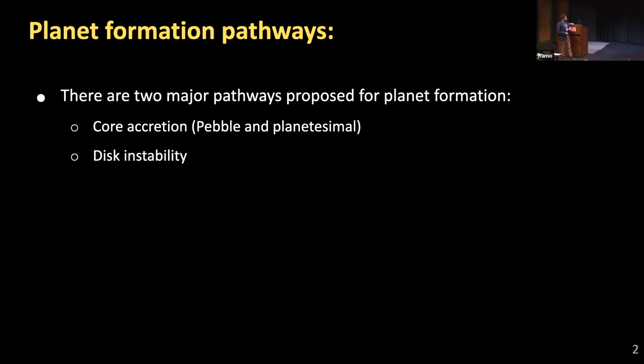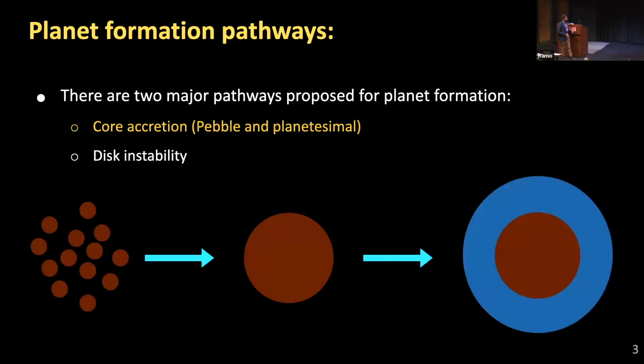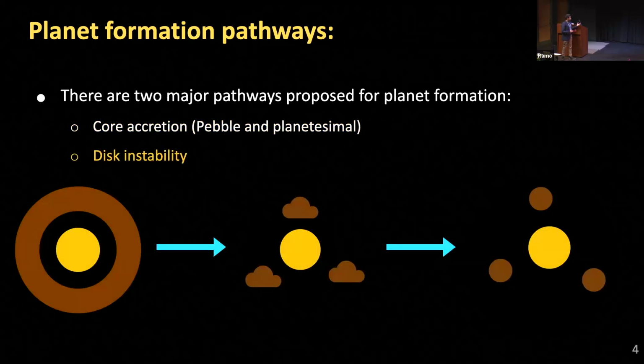So starting off, just a quick intro. There are two major pathways for planet formation. One is core accretion, in which we have pebbles or planetesimals that coagulate, and once you have the core, it accretes an atmosphere to give you a gas giant. The other is the disk, or gravitational instability paradigm, in which sections of the protoplanetary disk can collapse in on themselves and eventually evolve into planets.